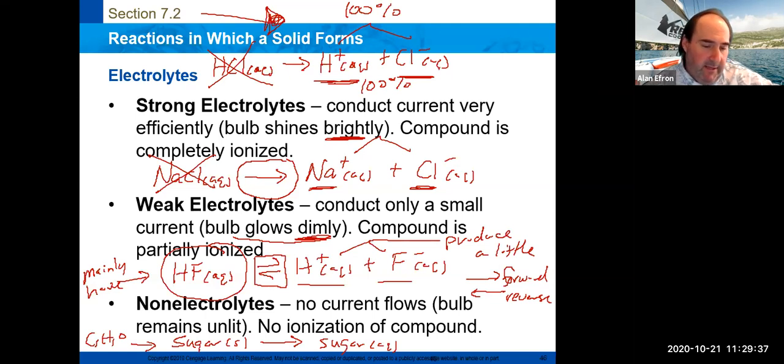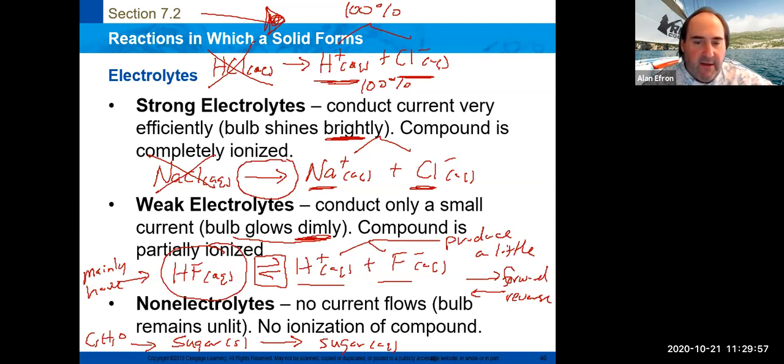So when you get to Chem 1B, you'll talk more about these reversible reactions. But that's a very good way to tell: if you see those two arrows heading in both directions, that usually indicates that something is a weak electrolyte, and it will mainly stay together. Any questions on that?